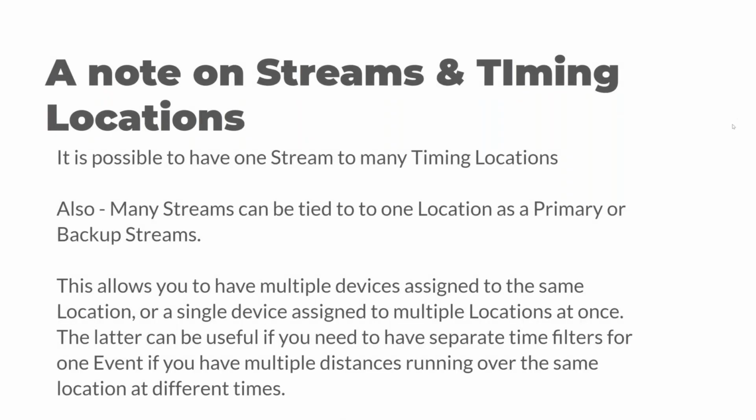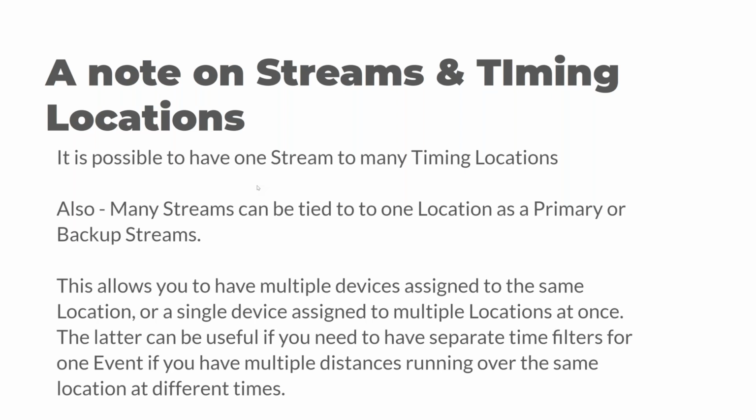So just a note on streams and timing locations. It's possible to have one stream assigned to multiple locations if you needed to. There are situations where you might have a location specifically for the 5K or specifically for the 10K that is actually using the same stream data, because you may want a filter set. You know that the 5K is earlier in the day and the 10K is later in the day. If you wanted a specific finish for just the 5K and a separate specific finish for the 10K, but they are on the same mats, in order to do the filtering better, you could create many different locations using the same stream data.